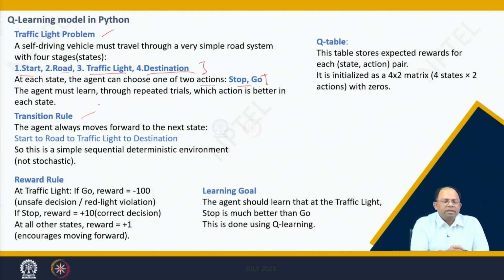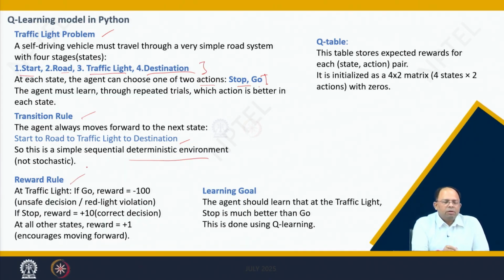So we introduce then transition rules. The agent always moves forward to the next state, that is start to road, road to traffic light, and then to destination. So it is always a one-way track. It is deterministic, so there is no probability involved. It is not stochastic. It is a simple sequential deterministic environment. But in real life it is not like that, right?